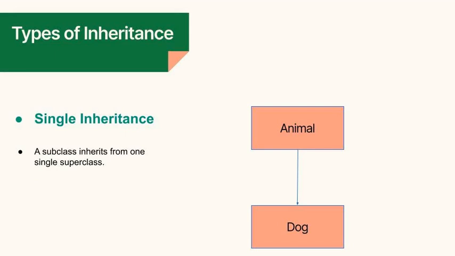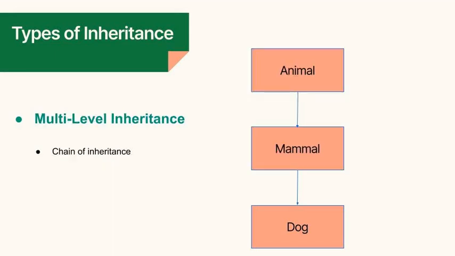Types of inheritance. Single inheritance. In single inheritance, a subclass inherits from one single superclass. Multi-level inheritance. In multi-level inheritance, a class inherits from a subclass, forming a chain of inheritance. For example, a dog class might extend a mammal class, which in turn extends an animal class. This means that dog indirectly inherits from animal.